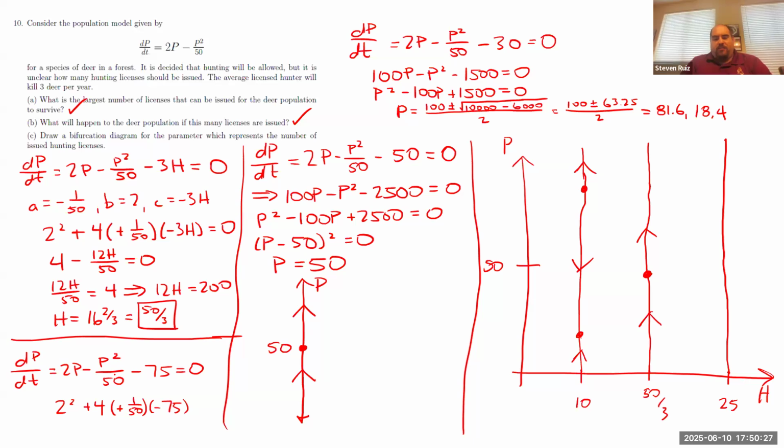So 2 times P. So 100 minus 2,500 over 50 minus 75. I get negative 25, so I do get a decrease. So the population will die off with this many hunting licenses.